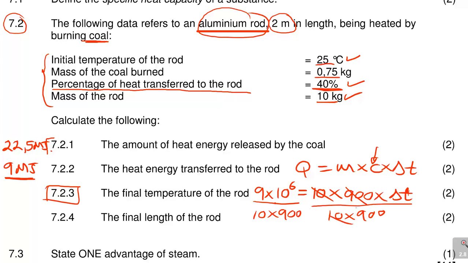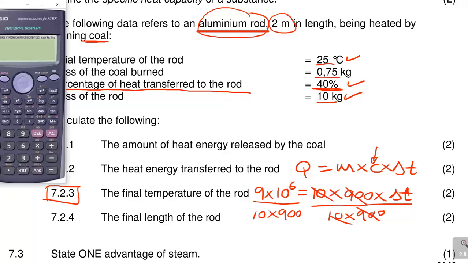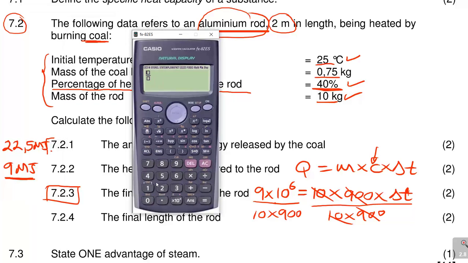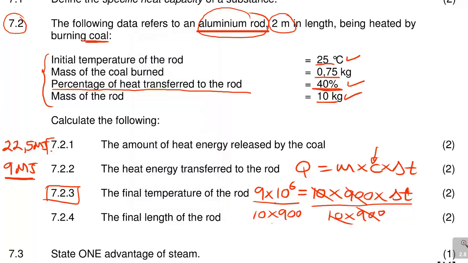If I can do that, I will have my change in temperature. So in this case, if I take my calculator, it will be 9 times 10 to the power 6 over 10 times 900. And the answer that I'm getting is 1000. But what I'm looking at is the change in temperature, which is 1000 degrees Celsius.